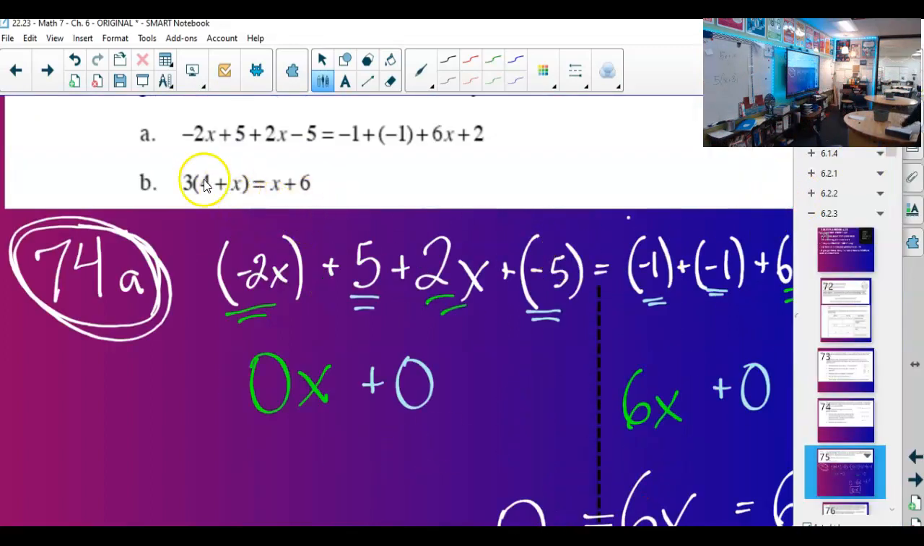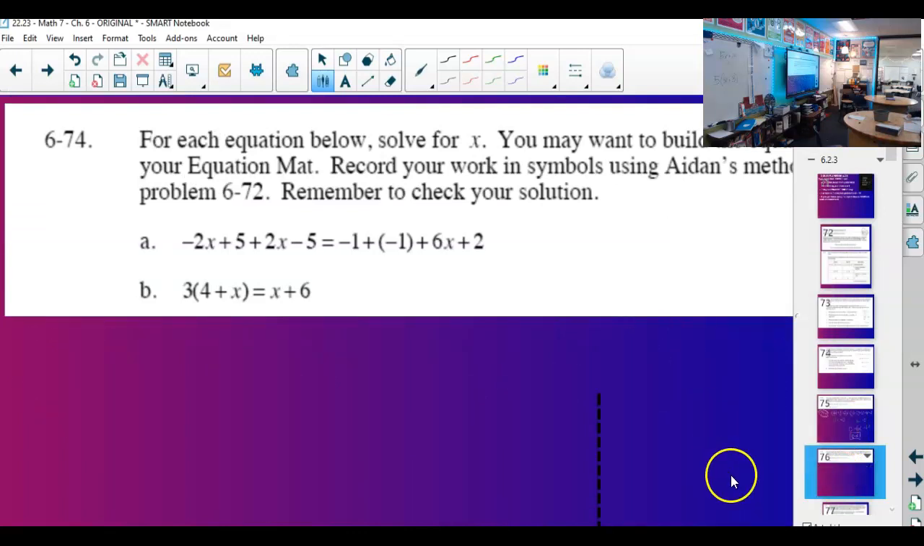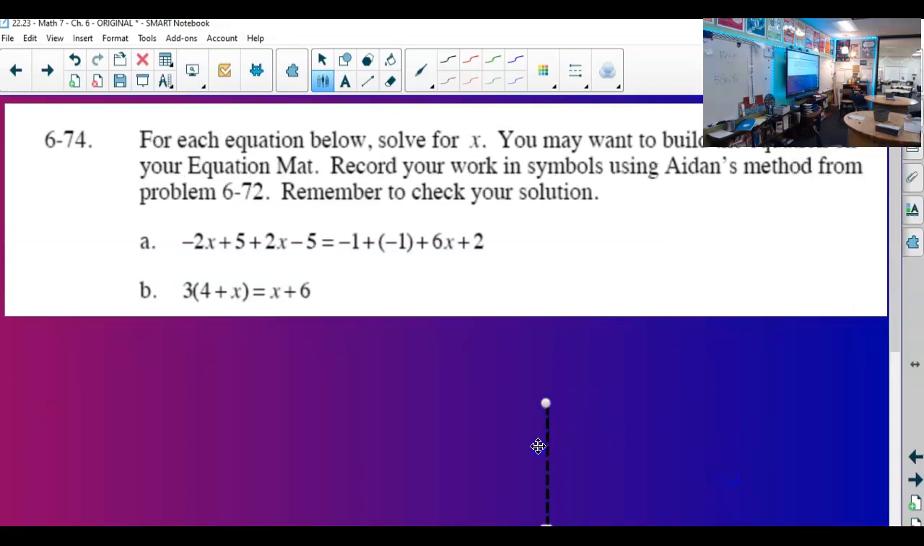Here, part B's up there for you as well, if you're being lazy and trying not to use your book. We copy the original first. Do not do any work, just copy the original first. Then start doing work.